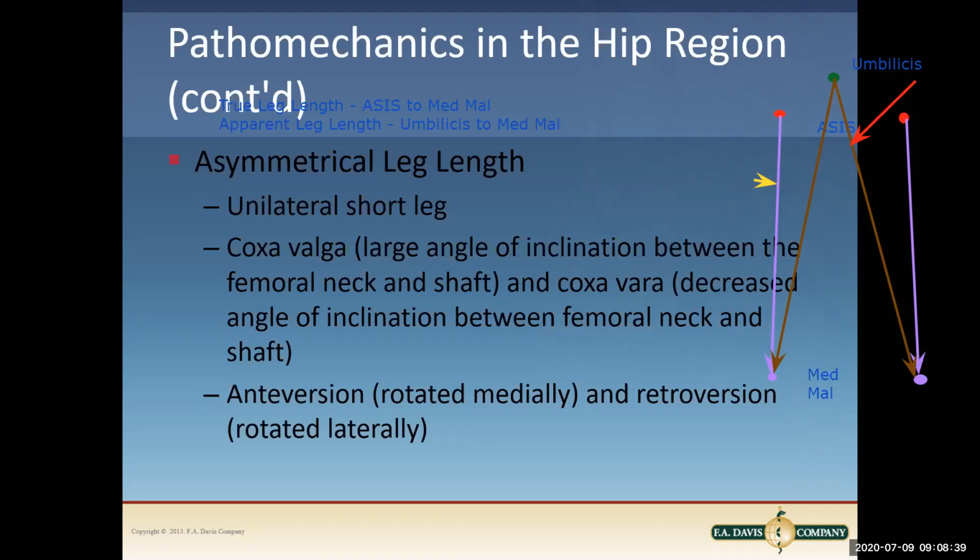So it's weird. I've got a -2 on my left side. So if you measure true leg length on me, I've got a -2 centimeter length on the left side versus right, or 3 centimeters, actually, whatever. But if you come up here to my umbilicus, everything's even. My apparent leg length is normal. Why do you think that is?